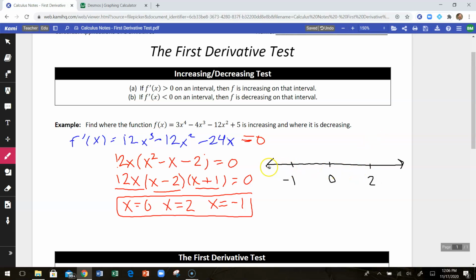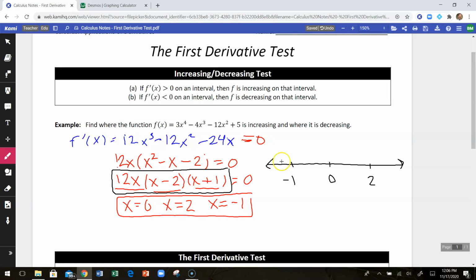Now, since those are the places where the derivative is 0, in each interval between those zeros, we're going to have a function that's either positive or negative. So what I'm going to do is take a number in each one of these intervals, something smaller than negative 1, something between negative 1 and 0, something between 0 and 2, and something greater than 2, and I'm going to plug those into the derivative to see if I get a positive or negative value. I'm going to look at my most factored form of my derivative.